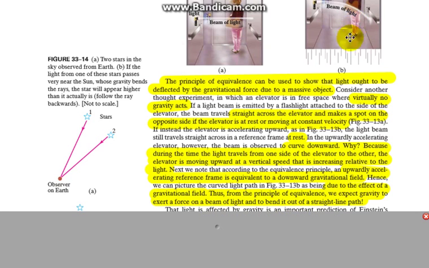Because remember, there's no way to determine whether you're accelerating upwards or a gravitational field is pulling you downwards. So that's the interesting part. Gravity can bend light since it's equal and opposite to accelerating upwards. That's kind of the interesting part of this section. And we'll stop it there and we'll look at this again in the next video.